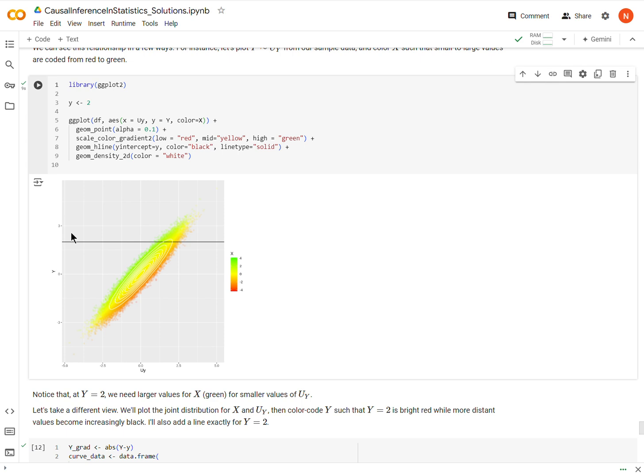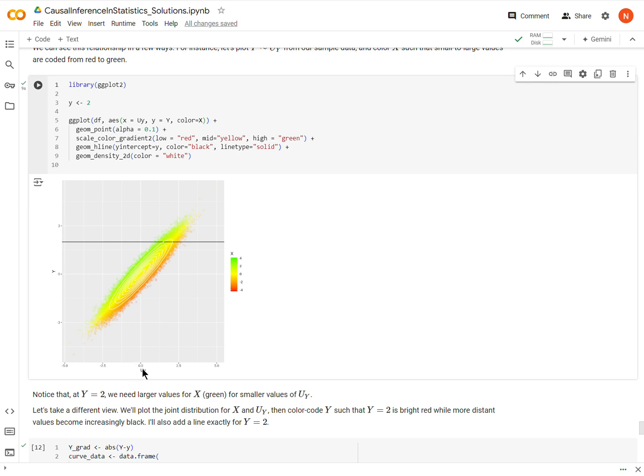Okay, so let's just look at what we have. On the y-axis we have y, and on the horizontal axis we have u of y. All of this colored region is the data points. Now I've drawn a line at y equals 2, so all these values are y equals 2, and I've color-coded the individual data points.